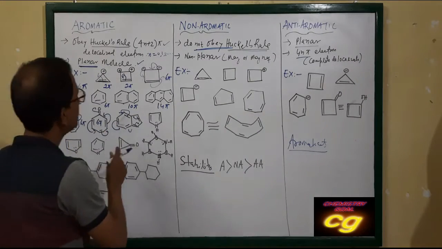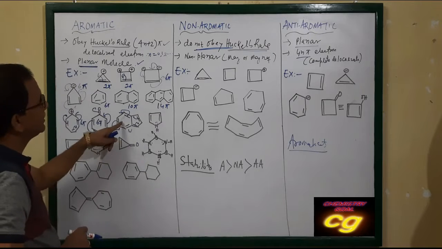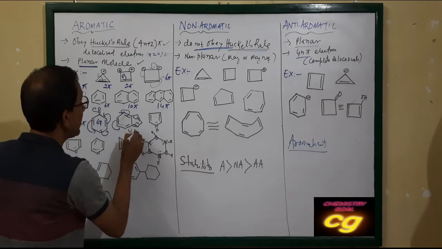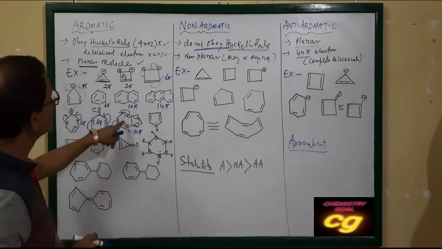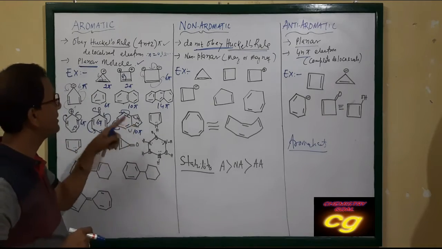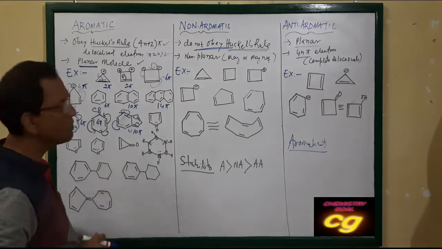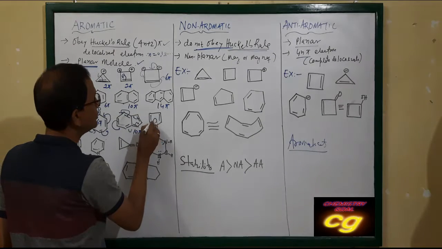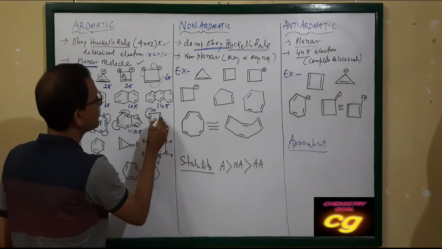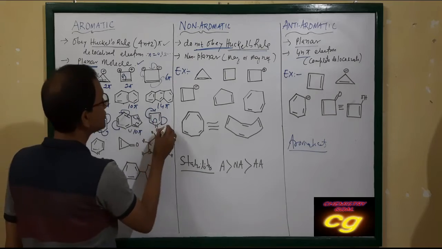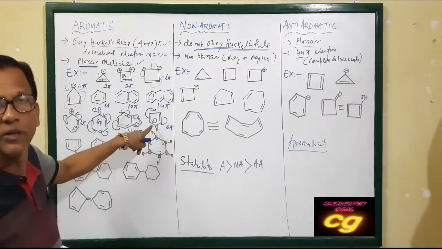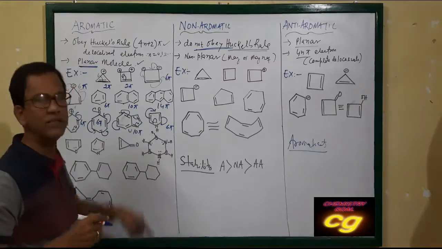Here, if you see, the total electron is 10 pi. Here 6 pi, here 4 pi, that is 10 pi electrons. And it is also delocalized. Here 2 pi, and this part is also involved in the formation of pi bond. That's why it is also 6 pi. This lone pair is involved in the formation of pi bond. That's why it is aromatic.